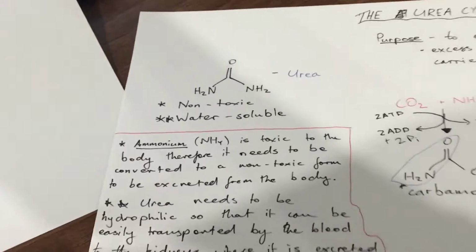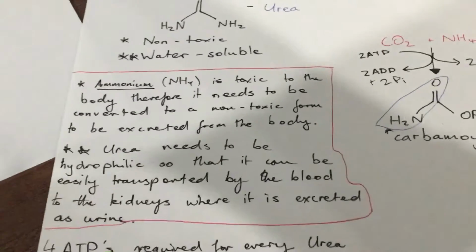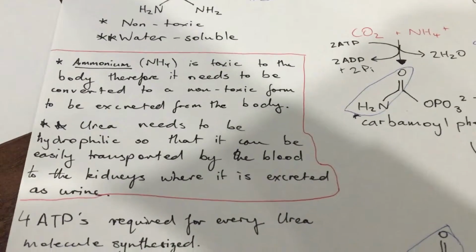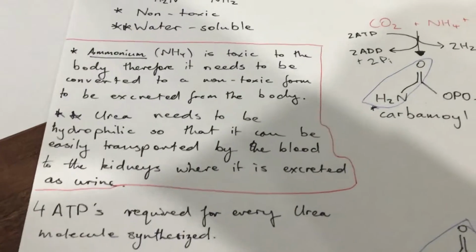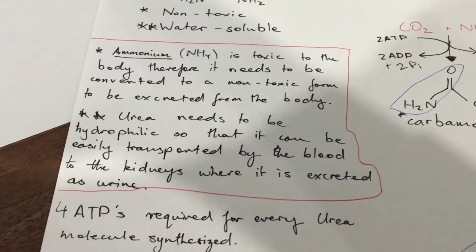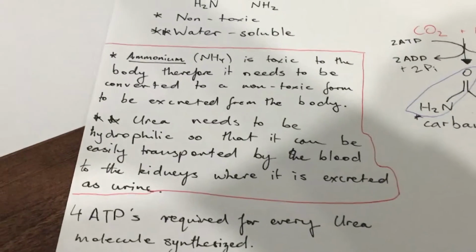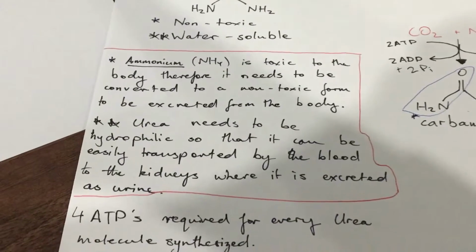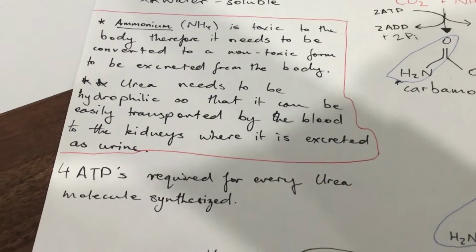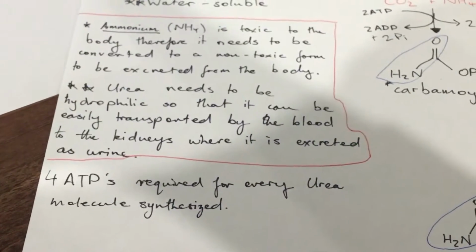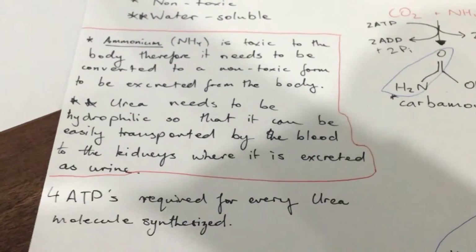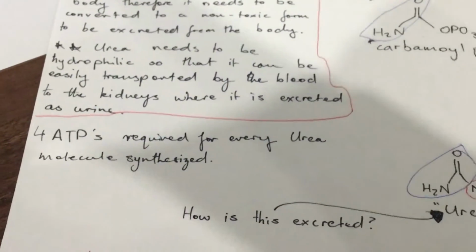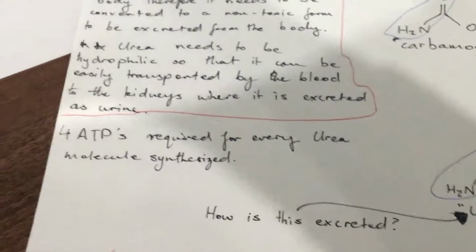Now, that explains the non-toxicity, and the hydrophilic property of the urea is also necessary, because it needs to be easily transported by the blood after it's been synthesized in the liver to the kidneys, where it can be excreted as urine. It goes through the nephrons and all those types of processes in the kidney to eventually get the urea into urine, where it will also get rid of other excess salts, excess minerals, all those types of things.